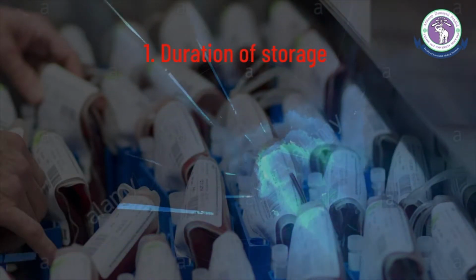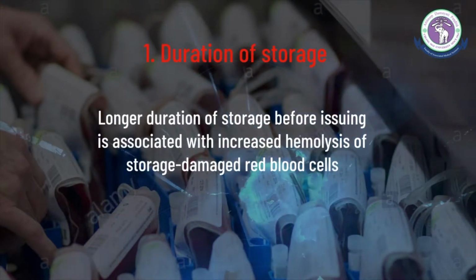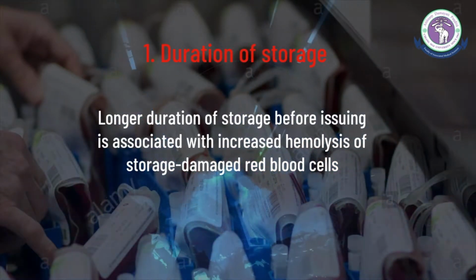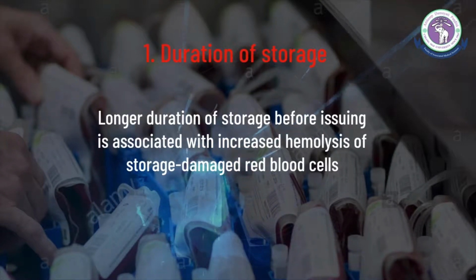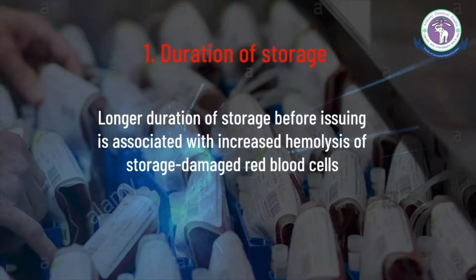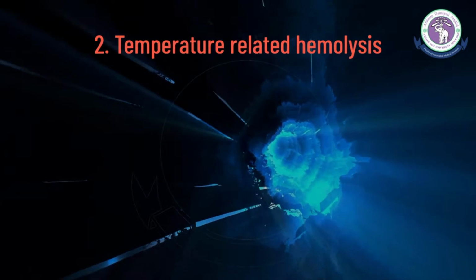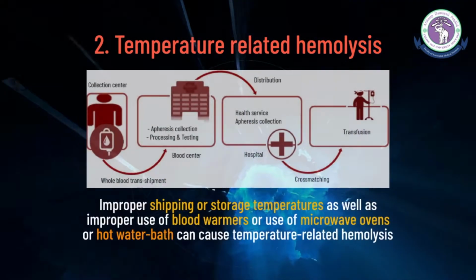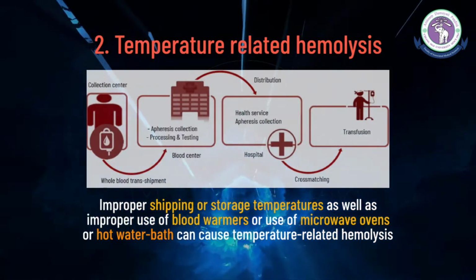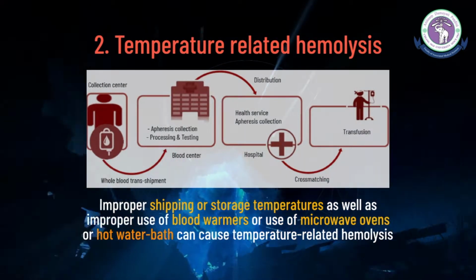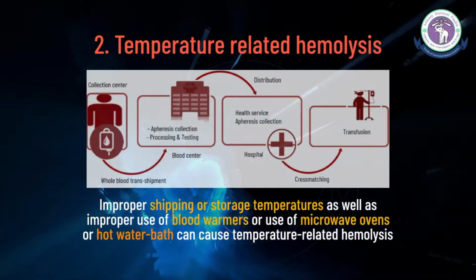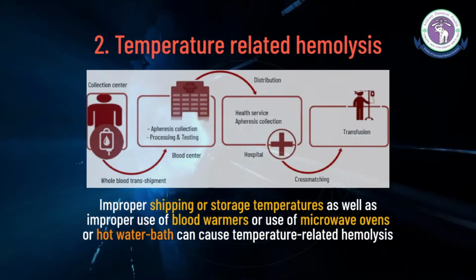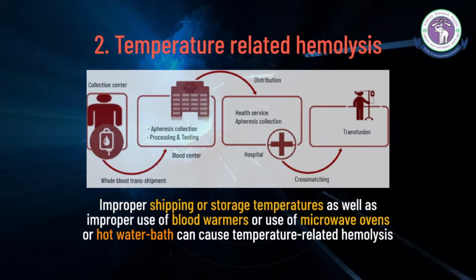First, duration of storage. Longer duration of storage before issuing is associated with increased hemolysis of storage-damaged red blood cells. Second, temperature-related hemolysis. Improper shipping or storage temperatures, as well as improper use of blood warmers or use of microwave ovens or hot water bath can cause temperature-related hemolysis.